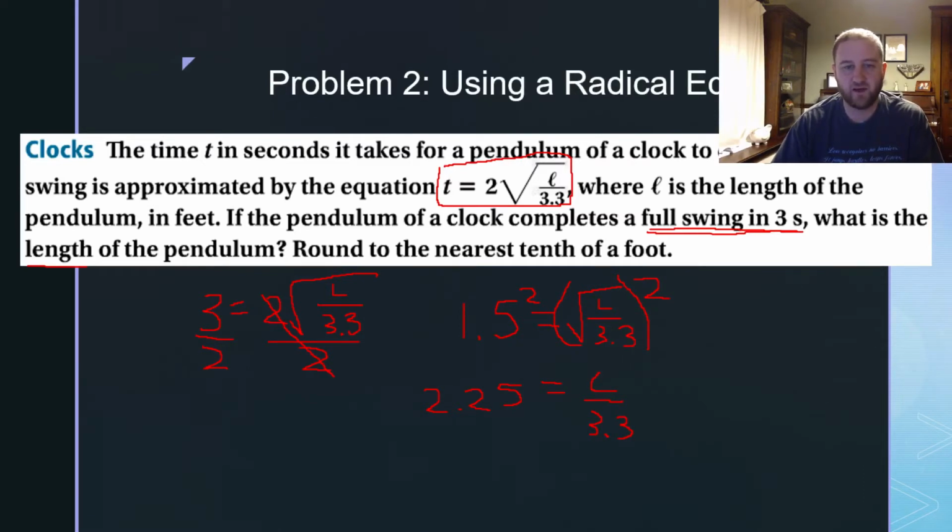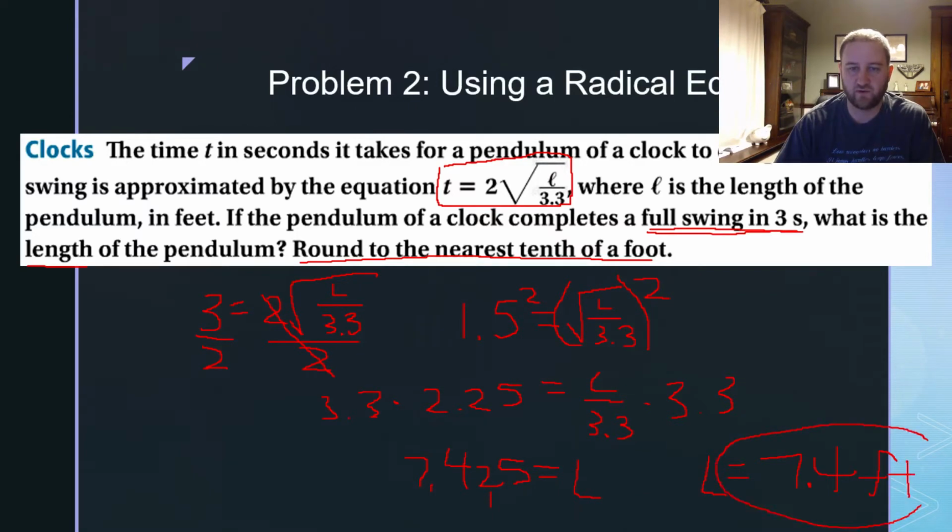Okay, last thing we want to do then, to get rid of this 3.3, we're going to multiply both sides by 3.3. And it gives us L equals 7.425. And it does say round to the nearest tenth. So since this 2 is going to round our 4 down, our length is equal to approximately 7.4 feet is our label. So 7.4 feet.